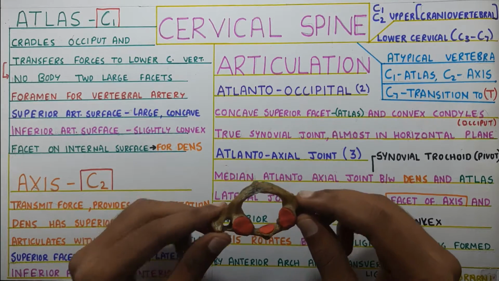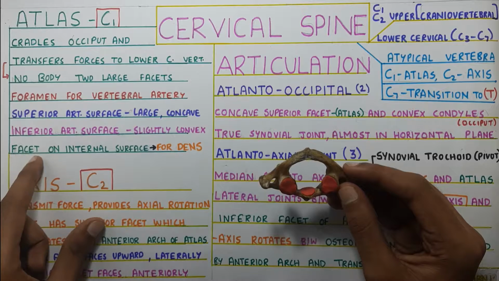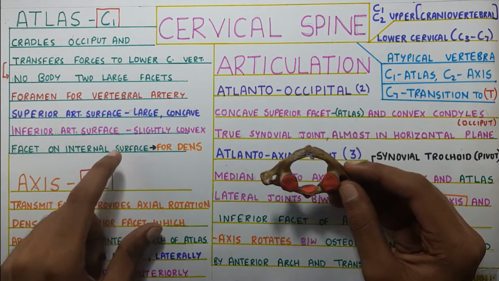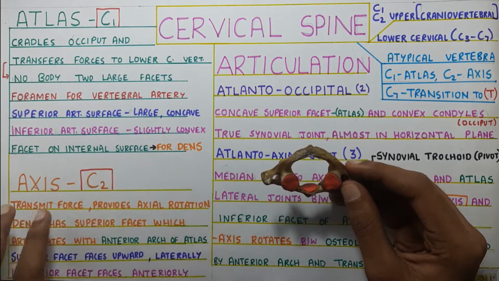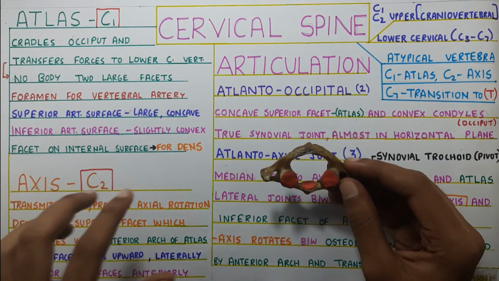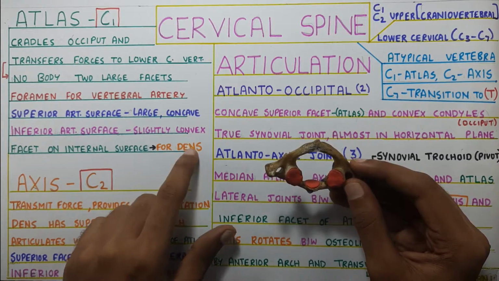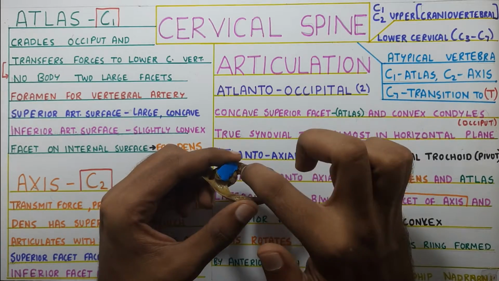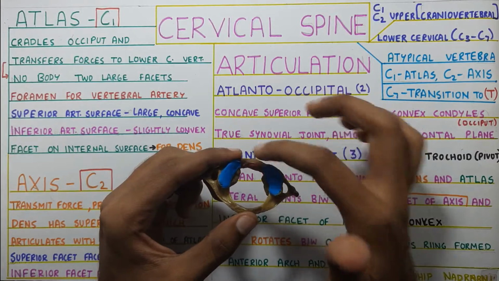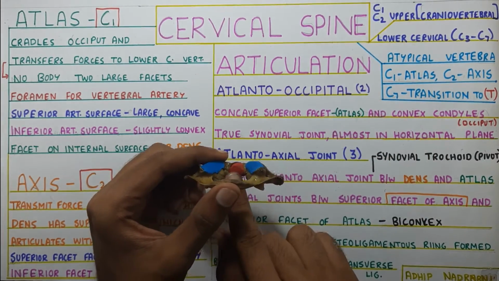Okay, and then there is another facet. It is the facet on the internal surface, which is there for the dens. Now what is the dens? The dens is a part of your next vertebra, that is the axis. So your atlas articulates with the dens of the axis. So where is the facet for that? It is over here, on the internal surface of your atlas, the red one. You can see this, right?